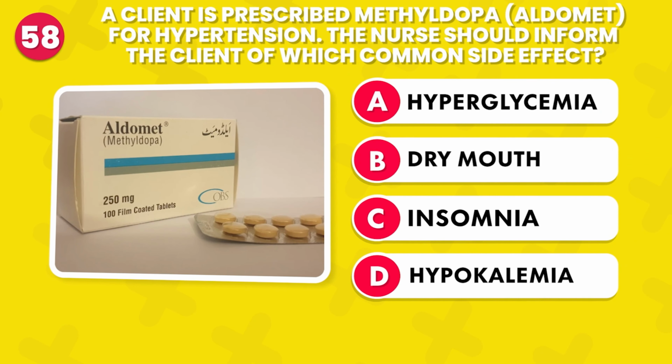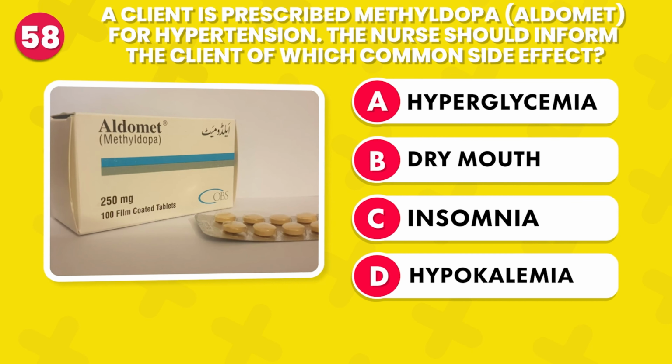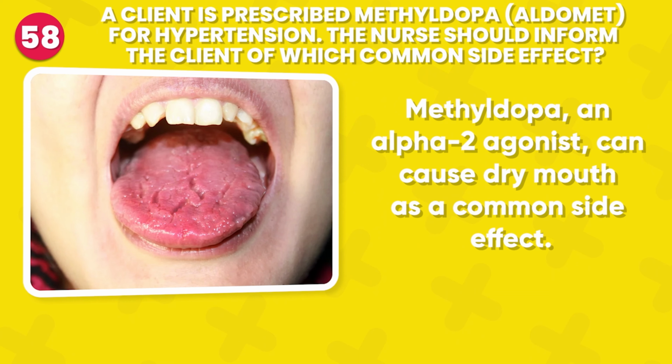A client is prescribed methyldopa, Aldomet, for hypertension. The nurse should inform the client of the common side effects. A. Hyperglycemia. B. Dry mouth. C. Insomnia. D. Hypokalemia. It's B. Dry mouth. Methyldopa, an alpha-2 agonist, can cause dry mouth as a common side effect.